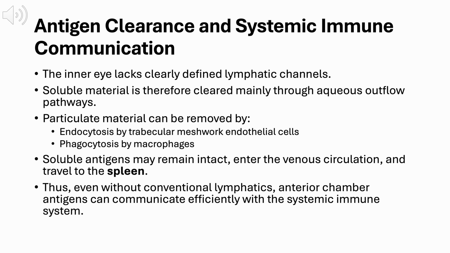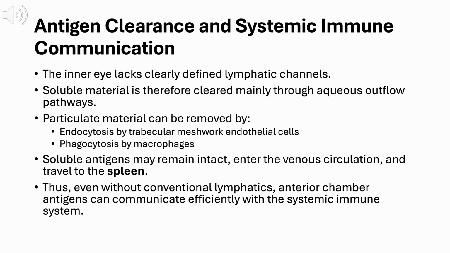Now here's the immunologically crucial part. Soluble antigens may remain intact, enter the venous circulation through the outflow pathway, and travel to the spleen. That splenic route is central to ACAID, as we'll see shortly. The takeaway is that even without conventional lymphatics, anterior chamber antigens communicate efficiently with the systemic immune system. The eye simply substitutes a blood-borne, spleen-directed pathway for the usual lymphatic one. And routing antigen to the spleen rather than to lymph nodes is precisely what produces the deviant, privileged response.